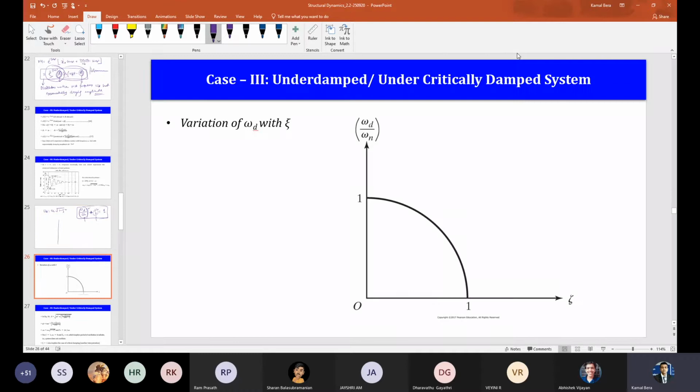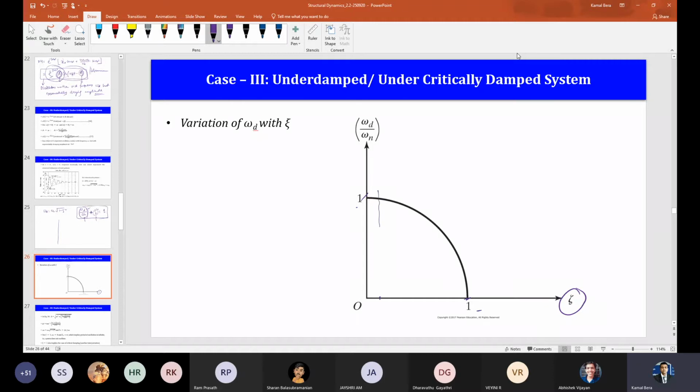I don't have to draw. You see the variation of omega_d with zeta. So if I plot zeta against omega_d, it is a circle with a radius of 1. You see the radius of 1 I have written. And for small zeta, what do we get?